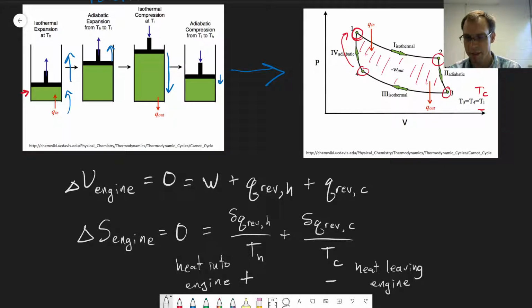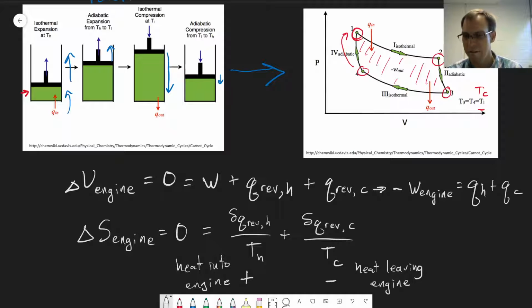Okay, so from this equation, we can get a relationship between the work, the minus work of the engine is equal to the sum of, I'm just going to write these as QH and QC. They are the reversible heat, of course, because this is all done reversibly. And that gives us some equations that we can now work with.